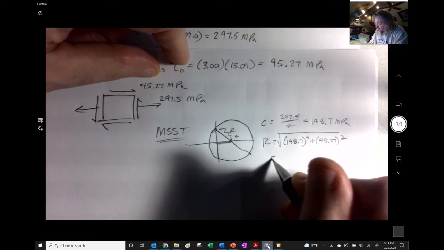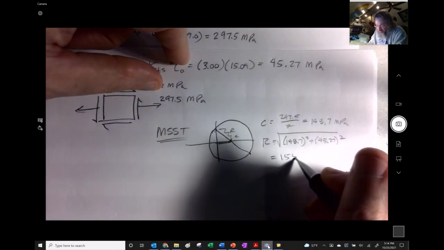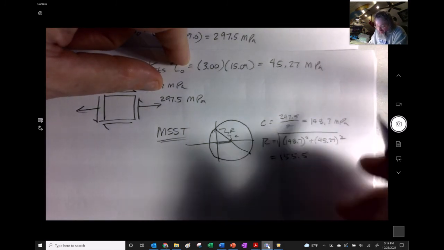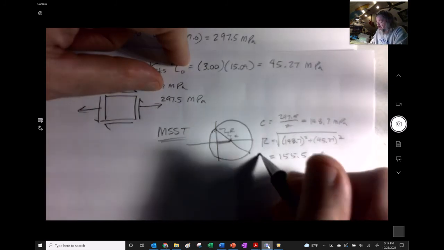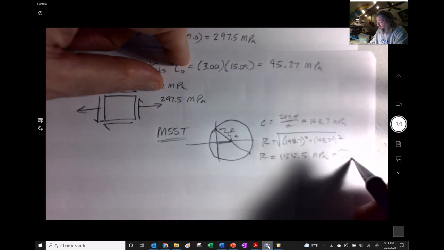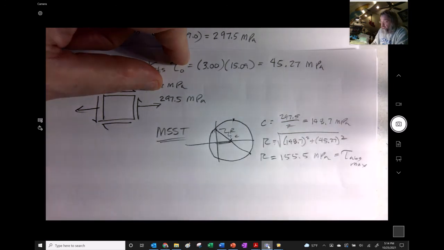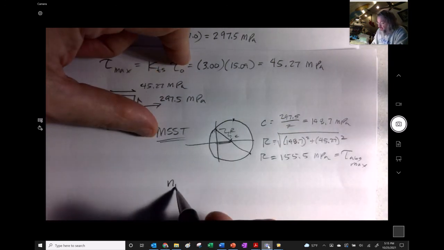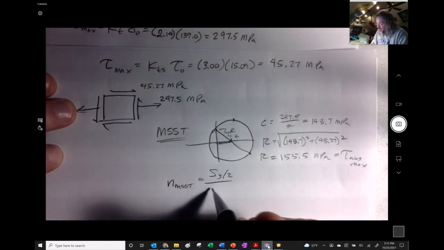So the shear stress is 45.27 squared. So the radius, I can put them together and it's like square root. And I think at 155.5, it looks like to me, megapascals. And so that's also not only the radius, but it's also the tau abs max, because it's right there. It's the radius of this thing. So the maximum shear stress theory, okay, well, it's going to be the yield strength divided by 2 divided by the tau abs max.